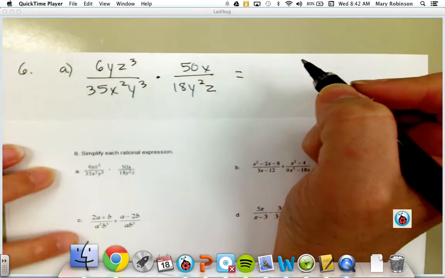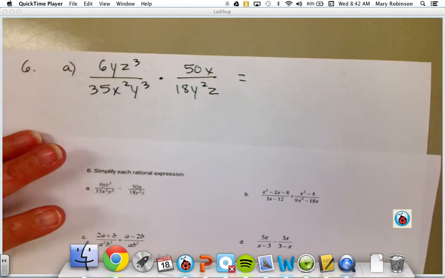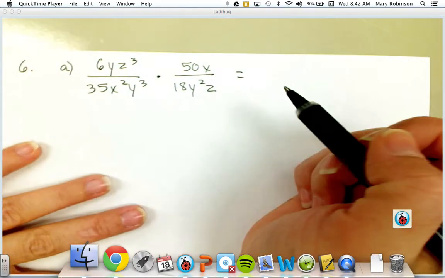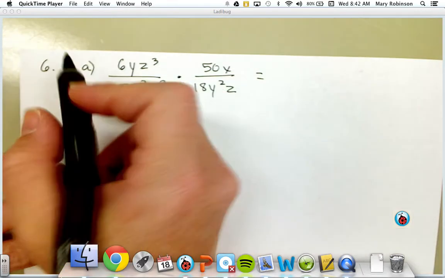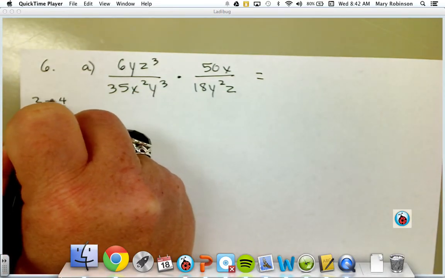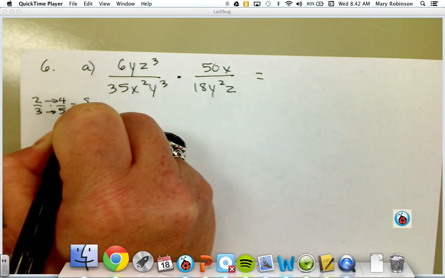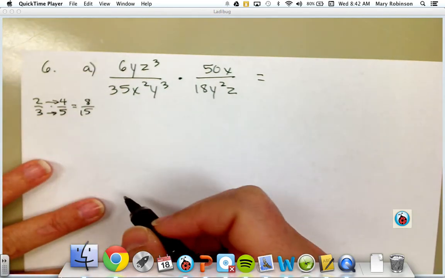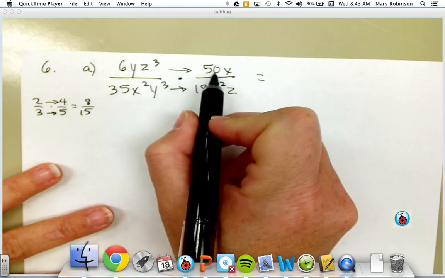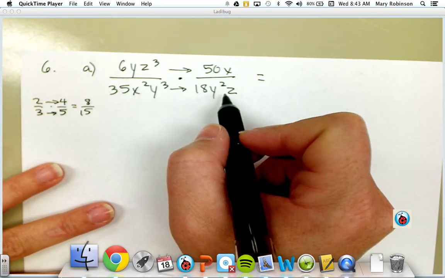Alright, so 6A is a multiplying rational expressions problem. To multiply fractions, all you need to remember is that if you were multiplying the fractions 2/3 times 4/5, you would multiply straight across and then simplify if you could. So that's the concept we're going to use here. We're going to multiply our numerators together and our denominators together.